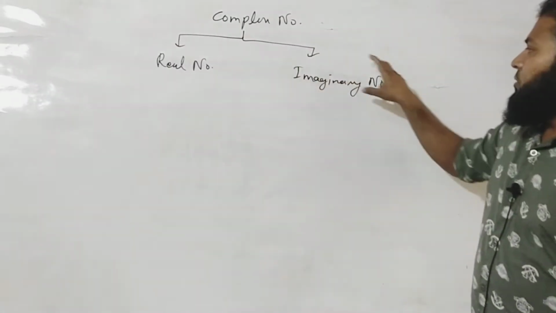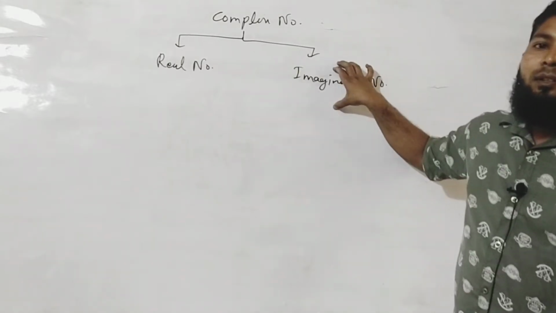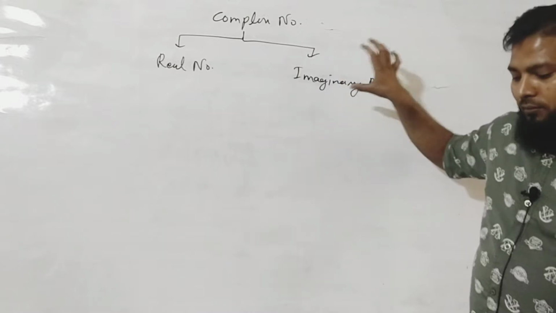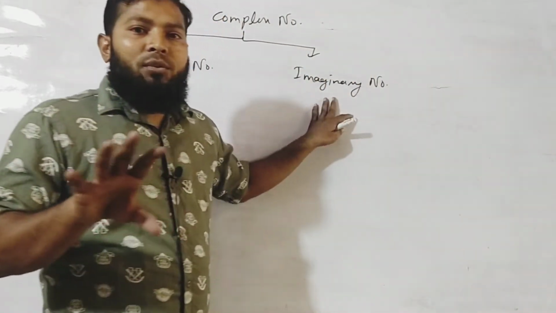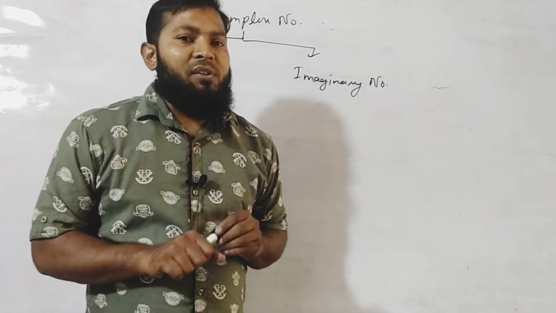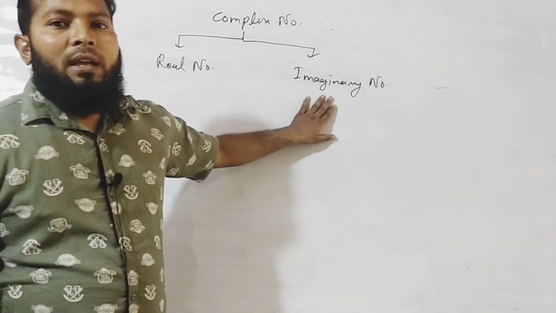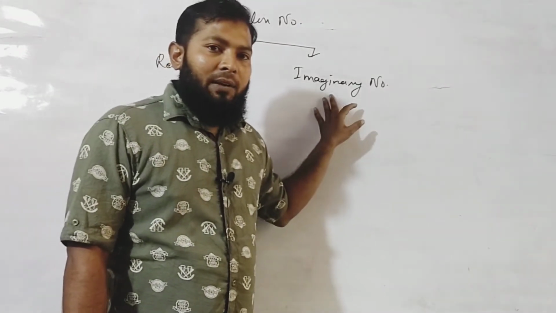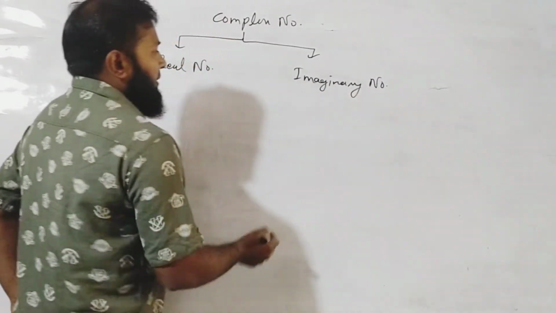Okay, here imaginary numbers. What are imaginary numbers? Even imaginary numbers you have studied in class 10th. If you remember, imaginary roots in a quadratic equation: when D is less than 0, it means discriminant less than 0, you have got the roots of the equation imaginary. Okay. What are imaginary numbers?